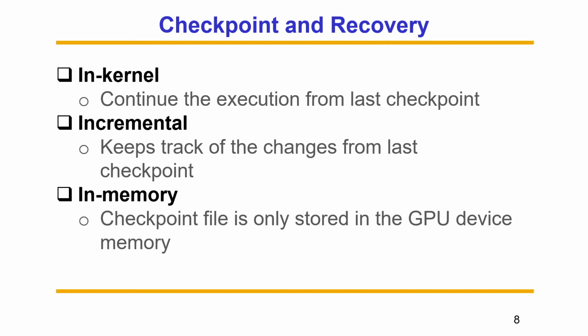Also, we adopt an incremental checkpointing, which preserves only the data that has changed since the last checkpoint. To reduce the performance penalty, all the checkpoint data stored has been moved to the GPU device memory. This avoids the expensive PCI Express bus transfer between CPU and GPU.